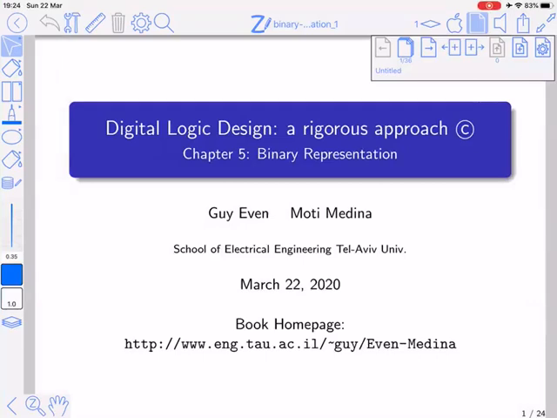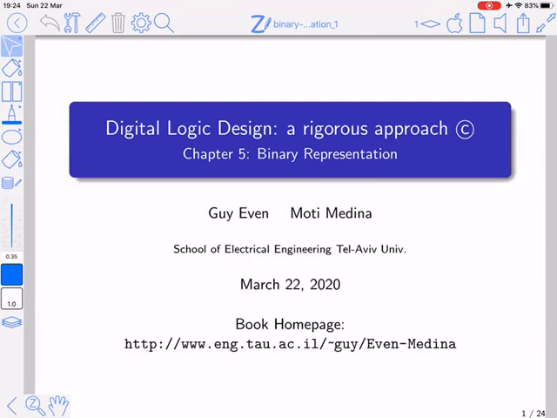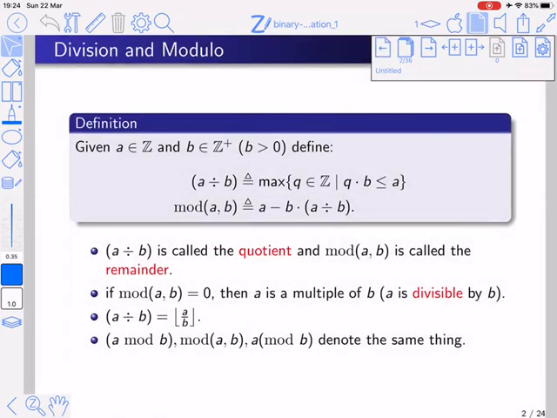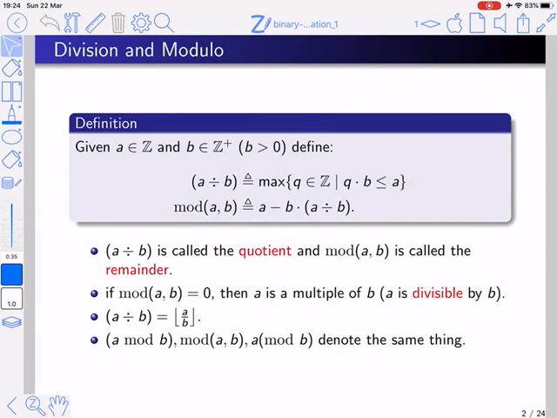Welcome to Chapter 5 on binary representation. Before we begin with the description of binary representation, I need to define what division and modulo are.